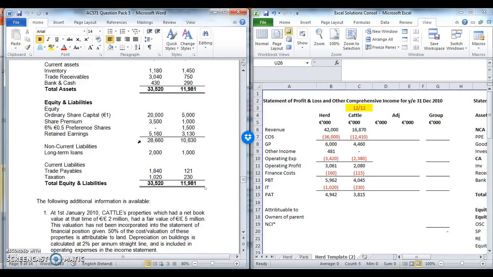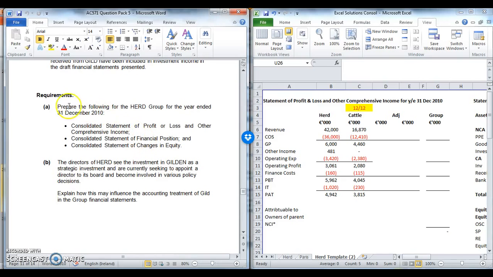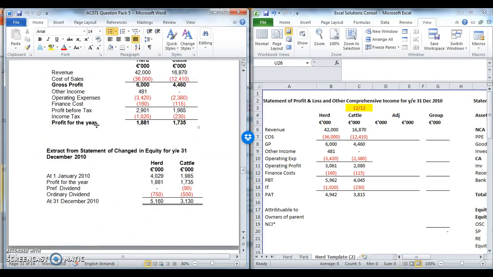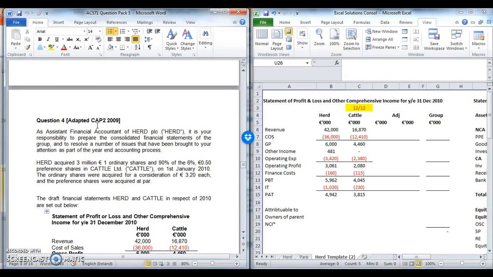So we'll have a look at the requirements first. The requirements here: prepare the following for the Herd group. So we have 3 core financial statements, and then we also have a small little add-on piece in theory, which again you can look at in the solution. So we now know we have to watch out for the Splochy, SOFP and statement of changes in equity. So let's have a brief look at the financial information that's given, and also then just look at the background information before we look at the notes.